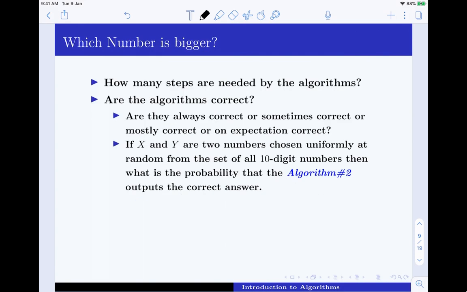For example, we have discussed how many steps are required by the algorithms, and the question is, are the algorithms always correct? And particularly look at the second question. This is an interesting question. If x and y are two numbers randomly chosen from the set of 10 digit numbers, then what is the probability that the algorithm 2 outputs the correct answer?